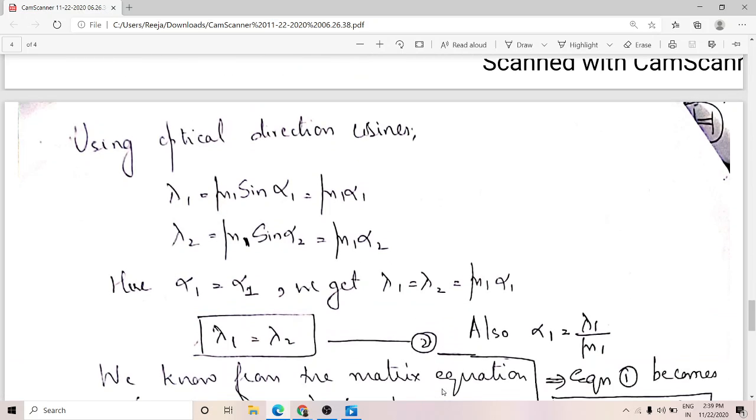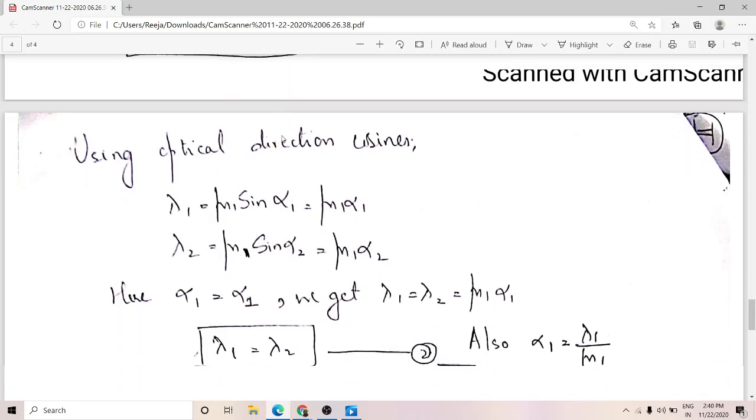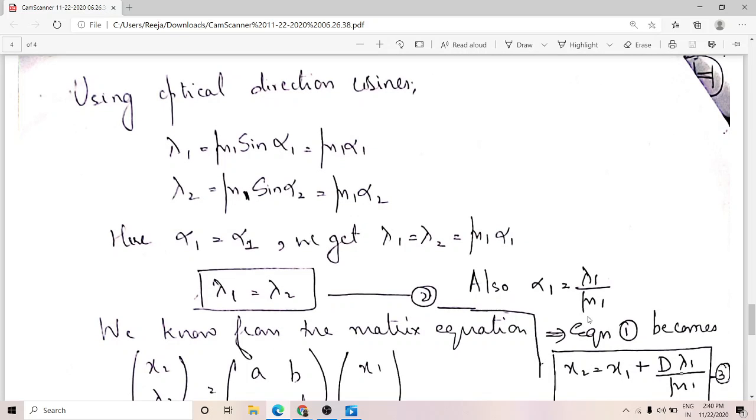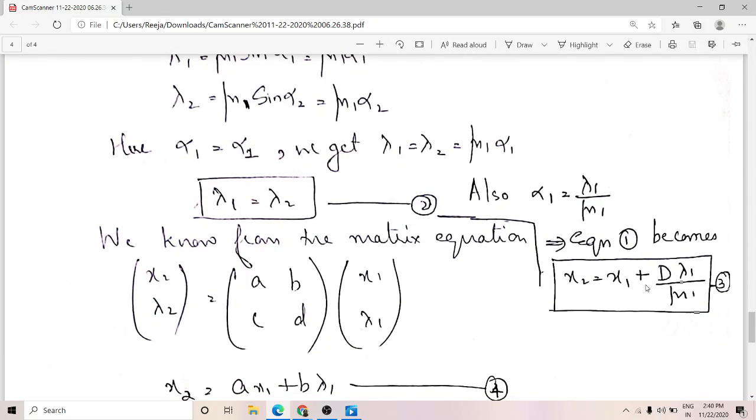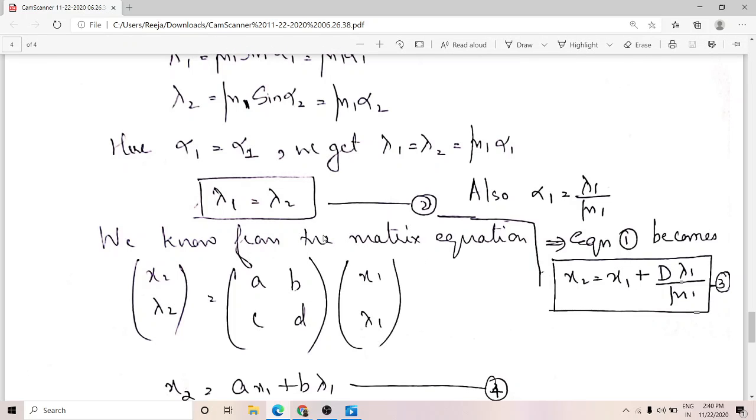Okay, so lambda 1 is equal to lambda 2, and from this equation I get alpha 1 equal to lambda 1 divided by mu 1. In the first equation, x2 is equal to x1 plus D into alpha 1. This alpha 1 I replace with lambda 1 by mu 1, so that my equation 1 becomes x2 is equal to x1 plus capital D lambda 1 by mu 1. Now I have two equations, equation 2 and equation 3, that is x2 is equal to x1 plus D lambda 1 by mu 1, and lambda 1 equal to lambda 2.